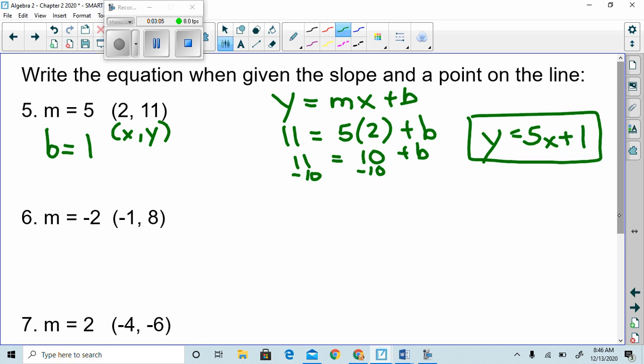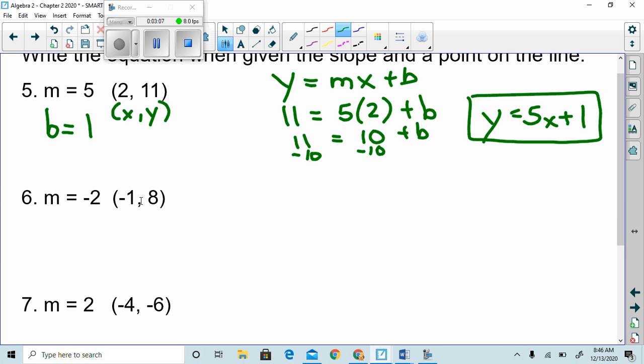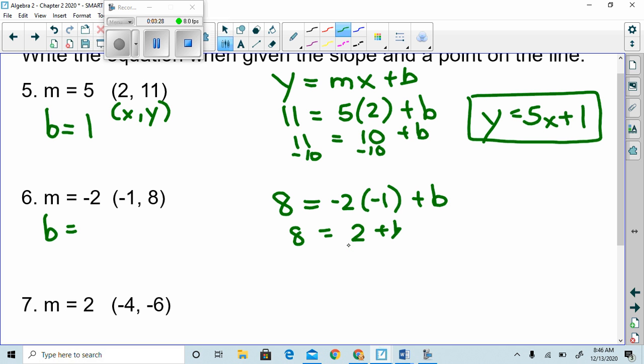Let's see that again. Given the x and y coordinates as well as the slope, we have 8 is equal to -2 times -1 plus b. Solving for b, we need the y-intercept. We don't know what that is. We simplify here by multiplying. We'll subtract the 2 over, and we'll see that b is equal to 6.